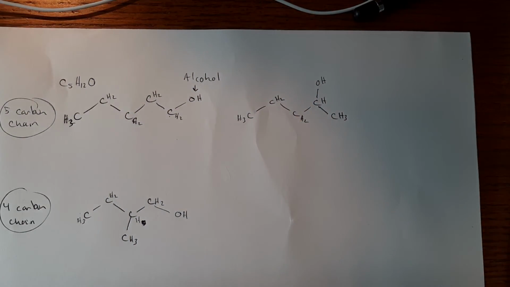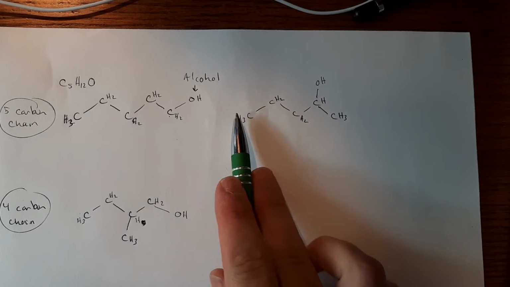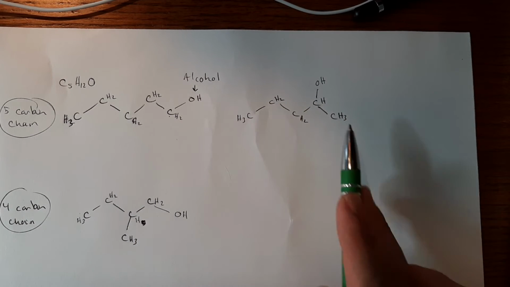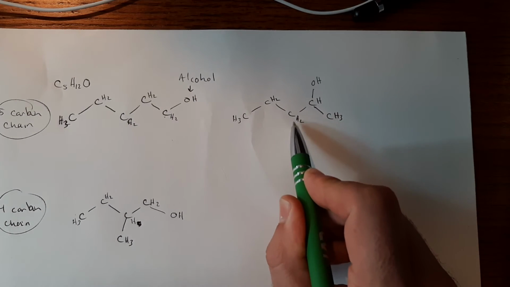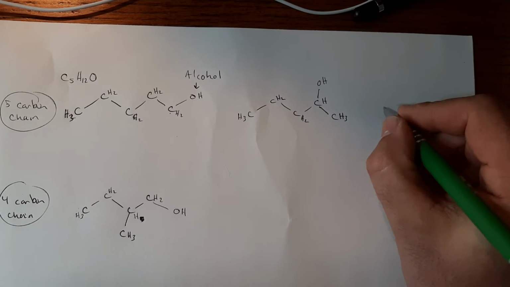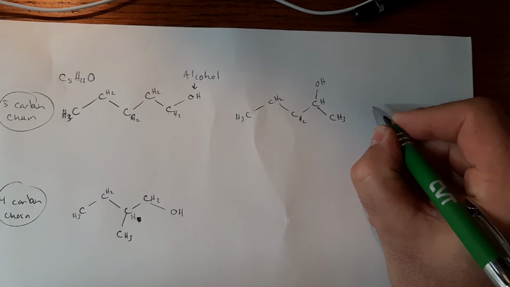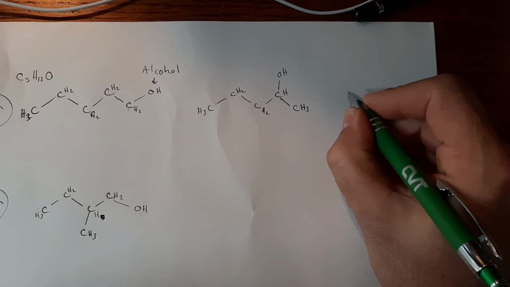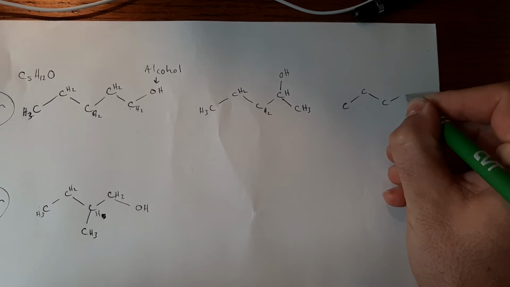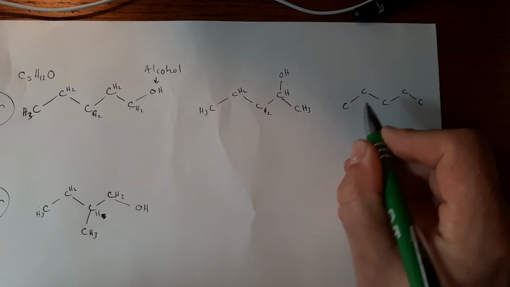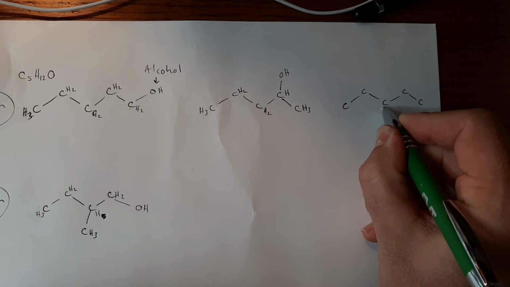Okay, so that's another isomer of this one with a 1, 2, 3, 4, 5 carbon chain. The next one would be where the alcohol moves over one more to the middle carbon. So you'd have 5 carbons in a row, 1, 2, 3, 4, 5. The alcohol is coming off here.